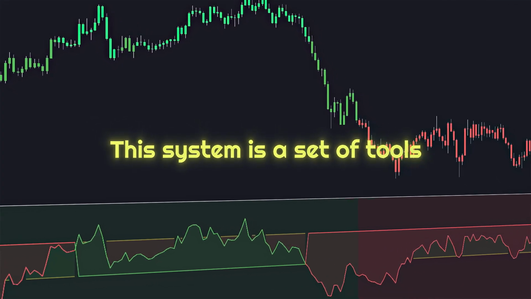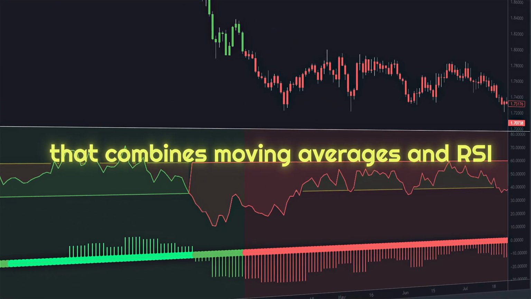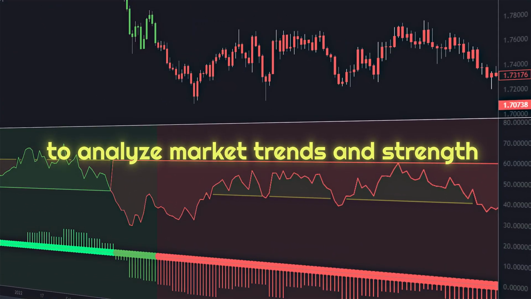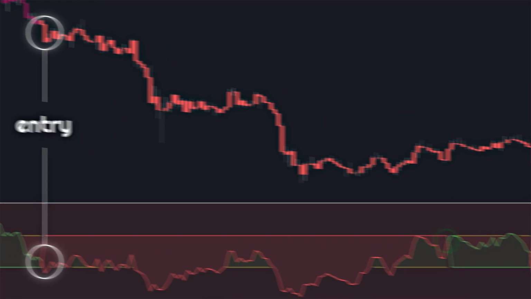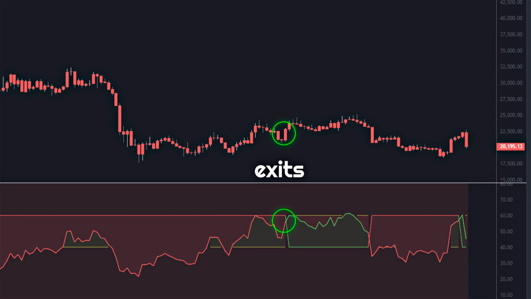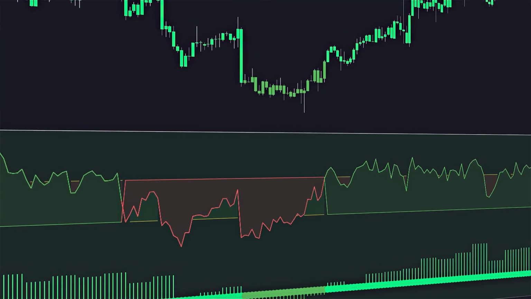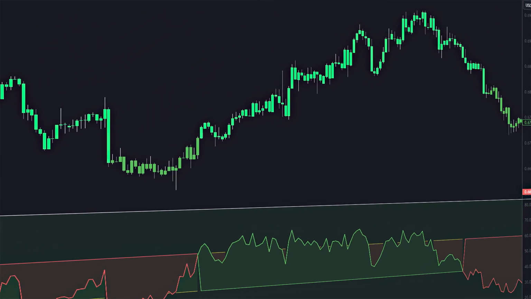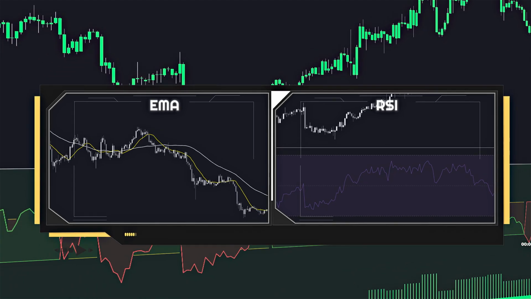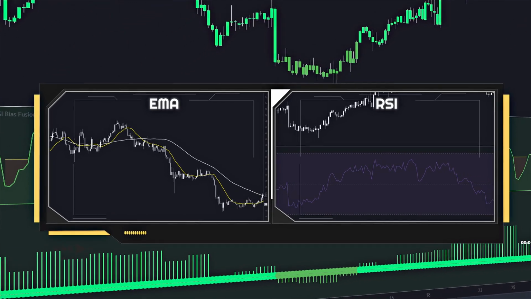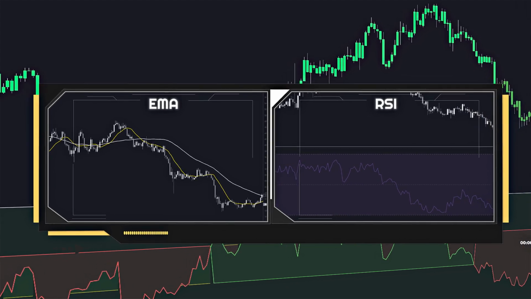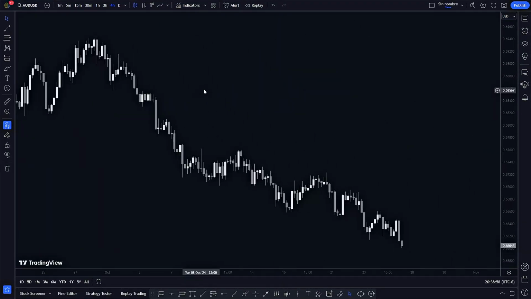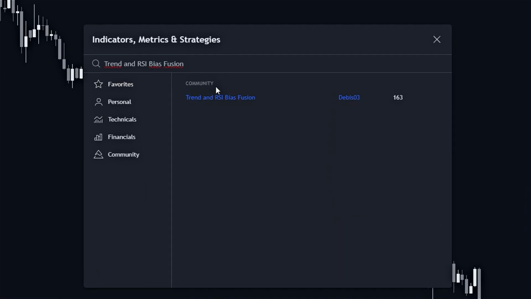This system is a set of tools that combines moving averages and RSI to analyze market trends and strength. It also helps identify key moments that serve as indicators of better market entries and exits. This indicator attempts to merge the best of both worlds: the ability of moving averages to capture trends and the accuracy of the RSI to assess momentum and possible accurate entry points. Let's take a closer look at this indicator to see if it really has potential.